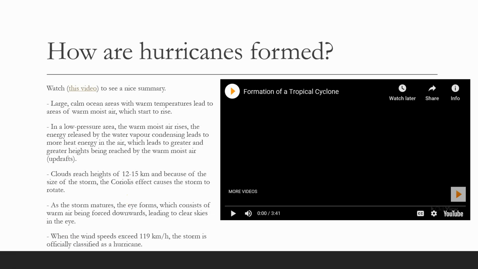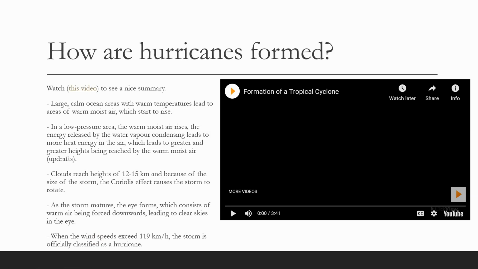Whenever there's air being forced down, it warms up. It allows it to hold even more moisture than it was before, so it gets lower relative humidity, and therefore it gets clear skies. And essentially what we just saw in that video is the start of a tropical cyclone. A tropical cyclone is essentially just like a baby hurricane. It's just how hurricanes start.